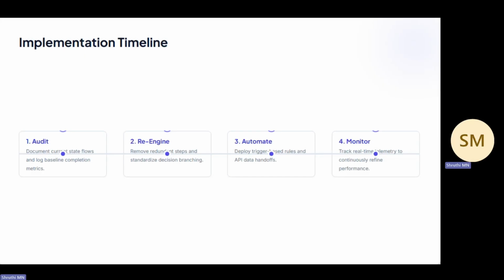Stage 3, automate. Then we introduce trigger-based automation and system or API handoffs where appropriate. Stage 4, monitor. Finally, we continuously track performance and make improvements. So the complete journey is audit, re-engineer, automate, monitor. This creates a continuous improvement cycle.